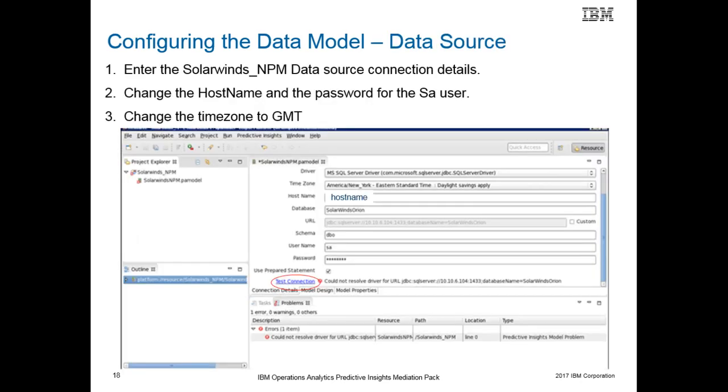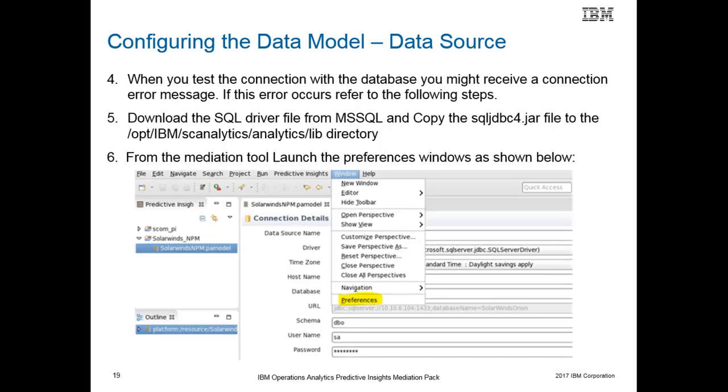We will now discuss how to configure the data source. You configure the data source by entering the data source connection details such as hostname, the database name and the database user and password. Click on the Test Connect to check if the database connection is successful. If you see a connection error message, make sure that you download the SQL driver file and copy the driver file to the library directory as shown in step 5.